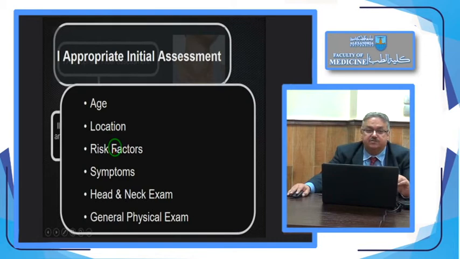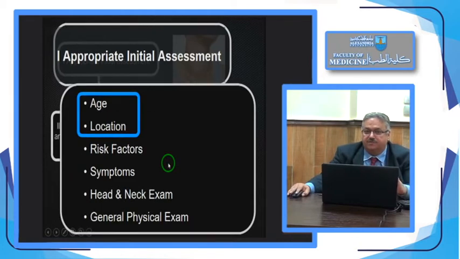The risk factors of head and neck cancer, and when I say head and neck cancer, I mean squamous cell carcinoma. Symptoms of different types of neck masses, especially head and neck cancers like head and neck squamous cell carcinoma, head and neck examination, and we need not to forget again the general physical examination.